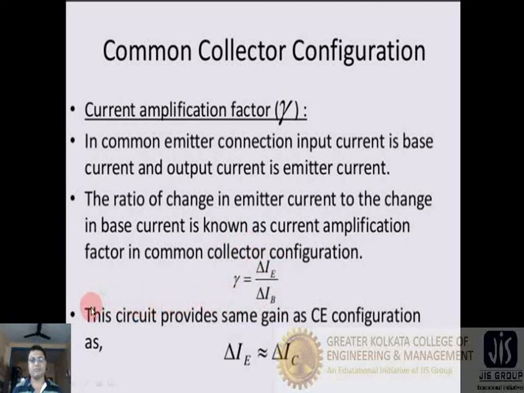This circuit provides the same gain as CE configuration, that means common emitter configuration. So the delta IC is almost equal to delta IE.